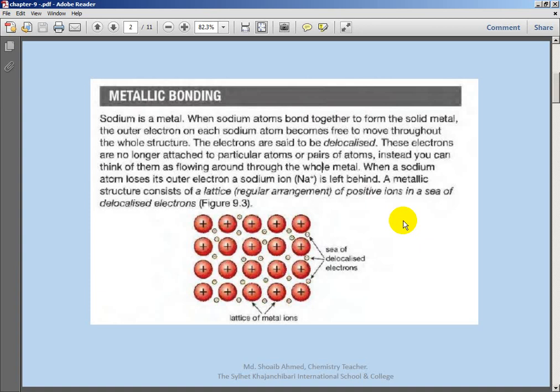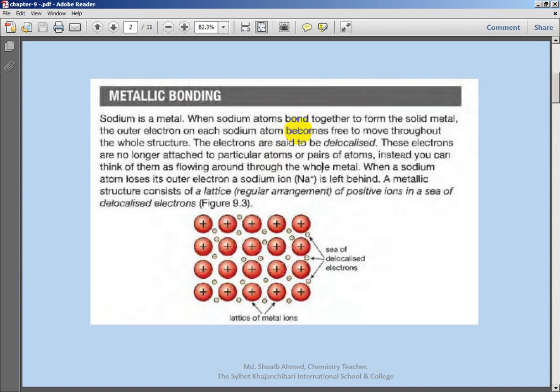Okay, this is metallic bonding. You know this bonding from non-metal and metal, ionic bonding, and non-metal, covalent bonding, and metal, metallic bonding. Here in metallic bonding, sodium is a metal.